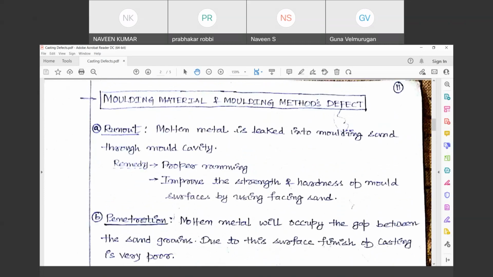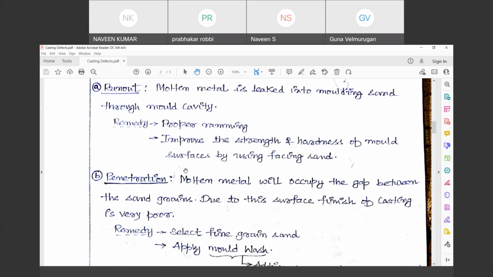Next is penetration. Penetration is almost like run out, but run out covers a longer length because of poor ramming. Penetration is here and there, small penetrations. Small penetrations happen because your sand grain selection is very poor. Your sand grains are very large, let's say. If very large sand grains occur side by side, the material will get into the gaps between them, and because of that your surface finish is not good.